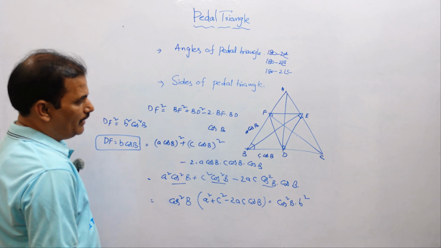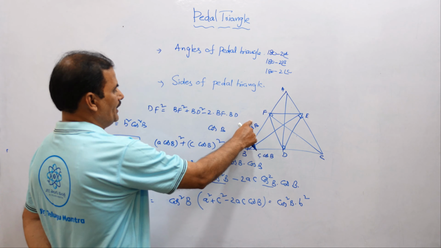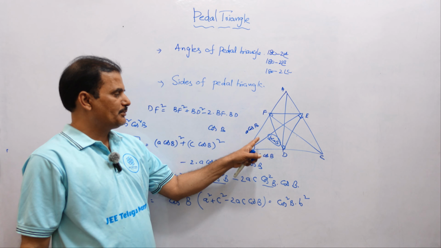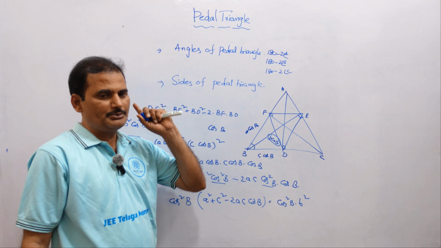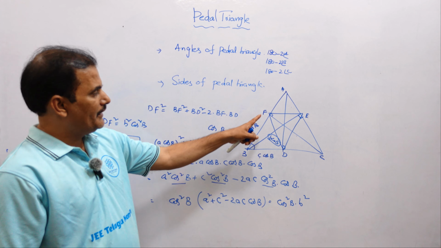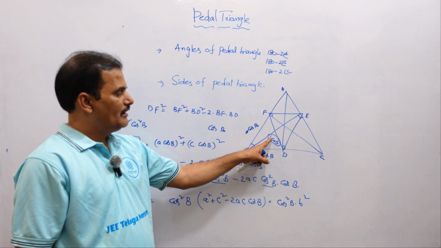B cos B. Automatically this is C cos B, this is A cos B. At the same time DF is equal to B cos B. See, easily you can identify here, this is C cos B, this is A cos B and it is also B cos B because it is opposite versus B. Therefore the side of pedal triangle DF is equal to B cos B because opposite versus is B and cos B, cosine.